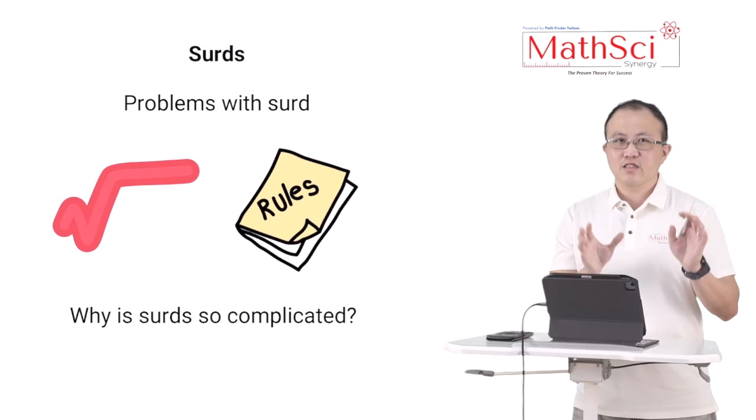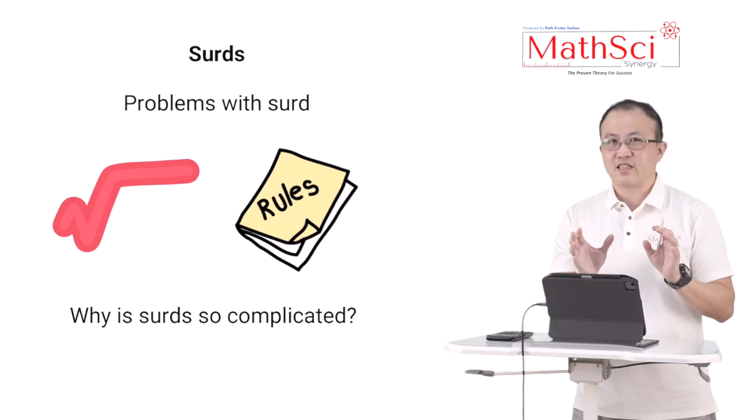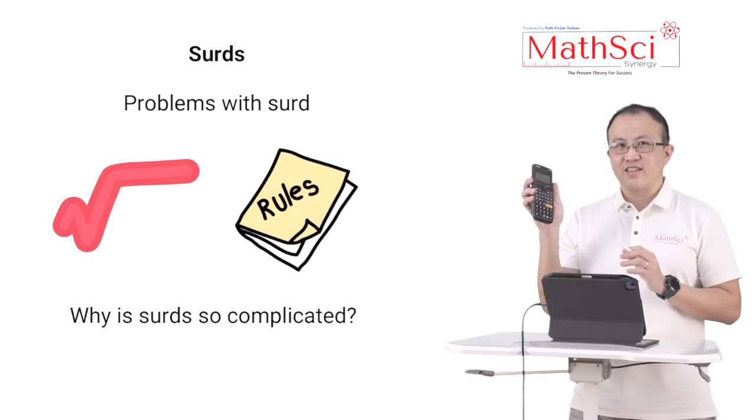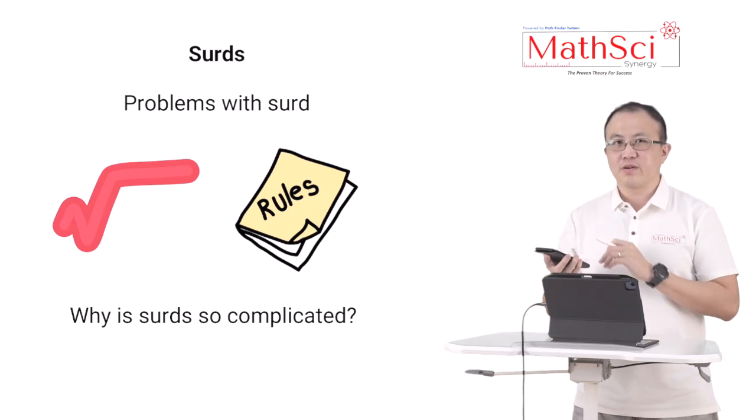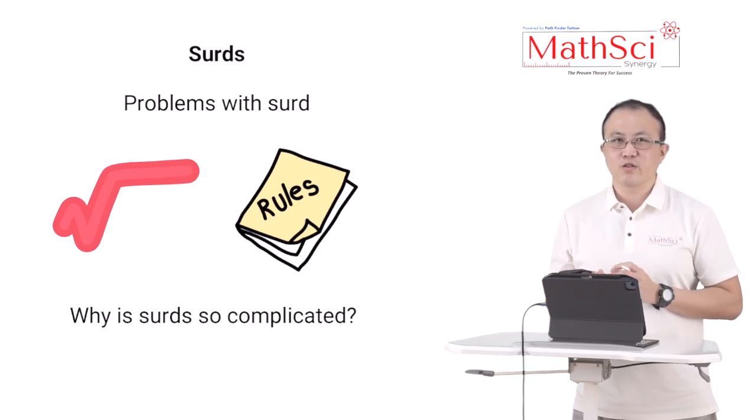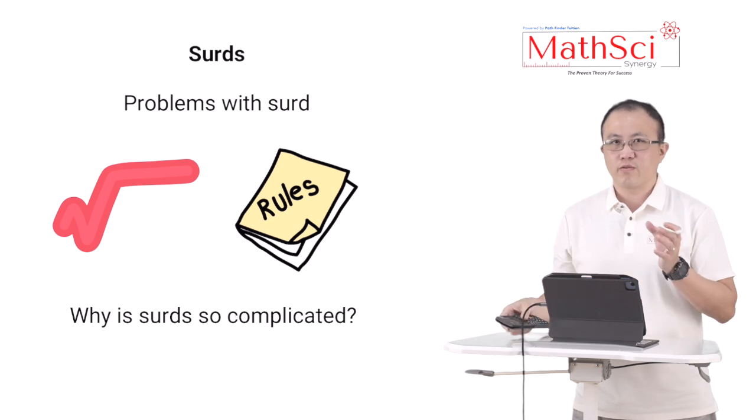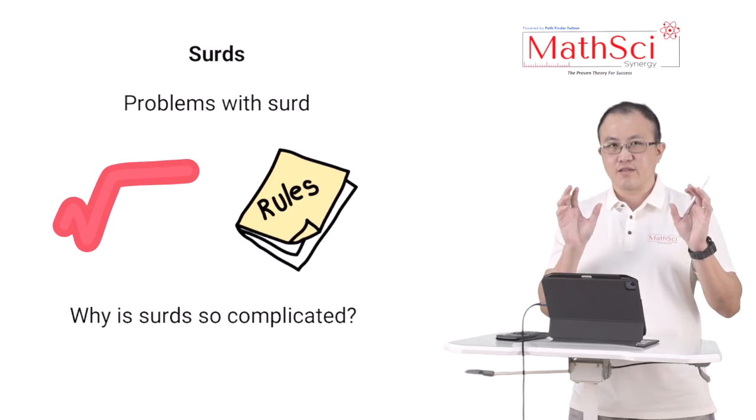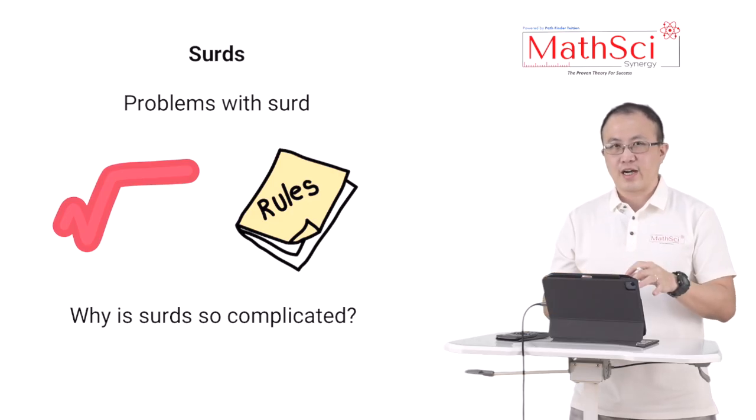The question of why surds are so complicated is basically because surds have square roots, and these square roots are things that they do not want you to evaluate. Unlike the case where you have a calculator, I press square root and I will be able to evaluate the answer, they don't want you to do that. They want you to work with the surds term, which means the square root term, in such a way that you know how to simplify them.